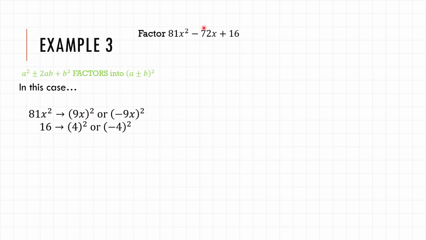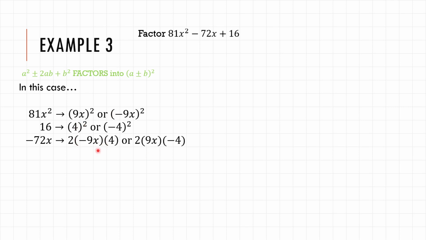Well, looking at the middle term, right, this has to be 2 times a times b. And negative 72x could be 2 times negative 9x times 4, or it could be 2 times positive 9x times negative 4. This term is negative, so one of these three factors must be a negative. So I couldn't have chosen these two or these two. Only one of them needs to be negative.